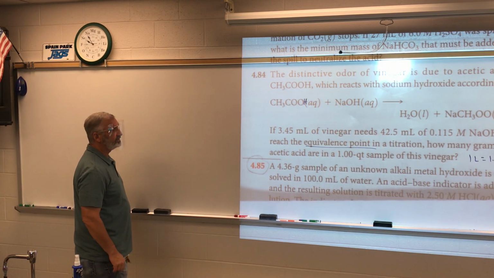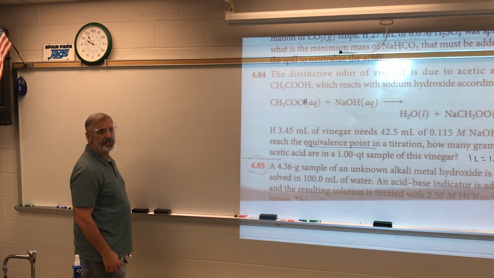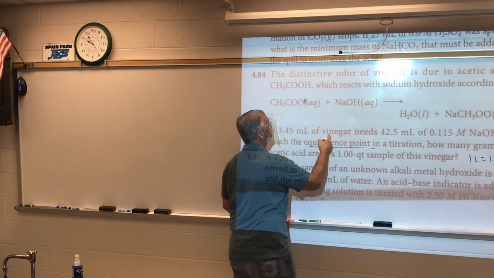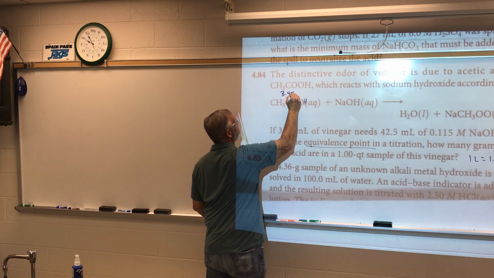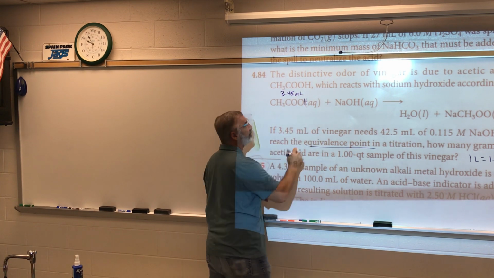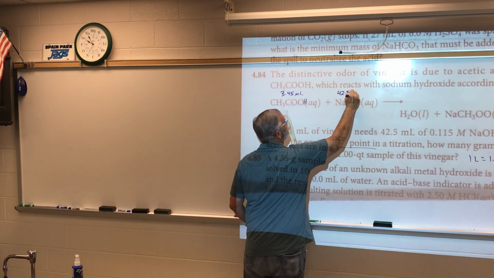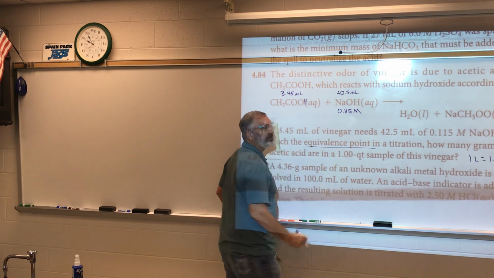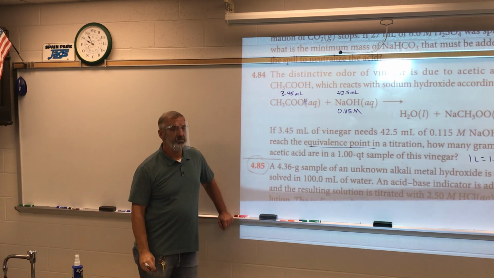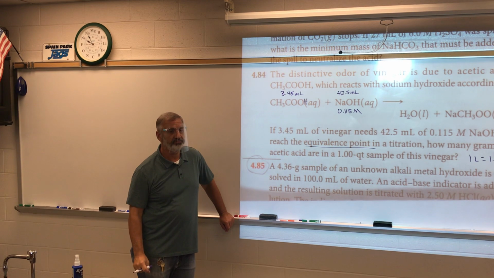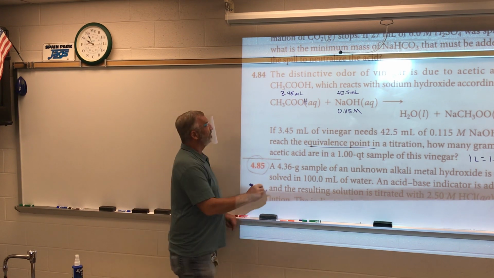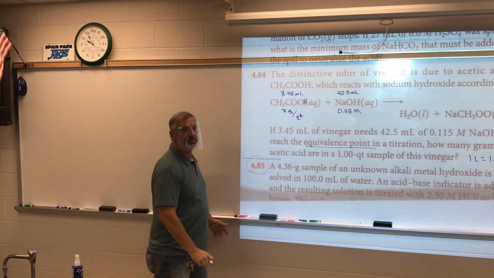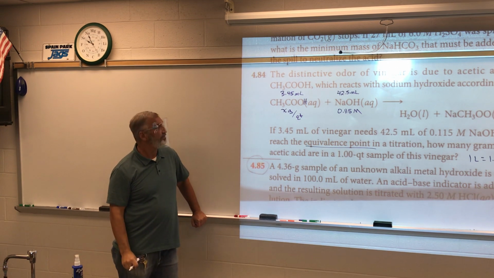What can we find? What's the question asking for? I have 3.45 milliliters of vinegar, and it needs to react with 42.5 milliliters of this, and it's 0.115 molar. What's the question? How many grams per quart? Right? What do we need to find first?